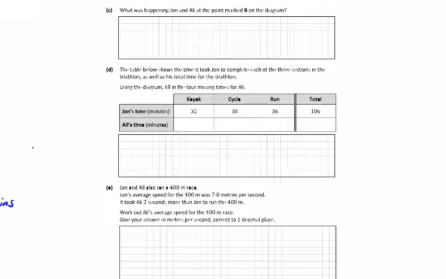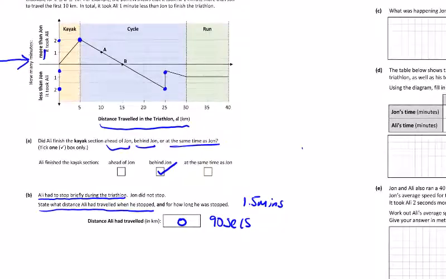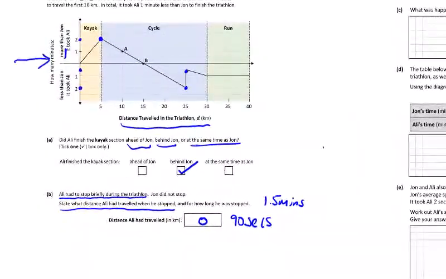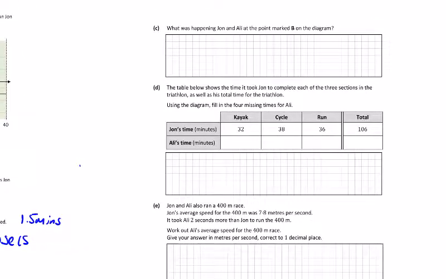Part C is what was happening to John and Ali at the point marked B on the diagram. Well, here's the point marked B. So if Ali was behind all along here, then at this point, point B, Ali must overtake John to then be going quicker than him. So I'd say overtaking is what's going on here.